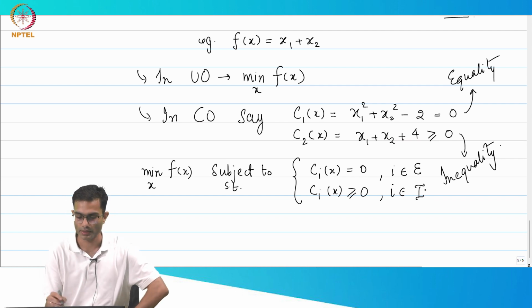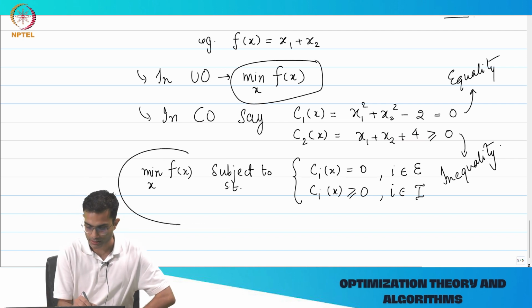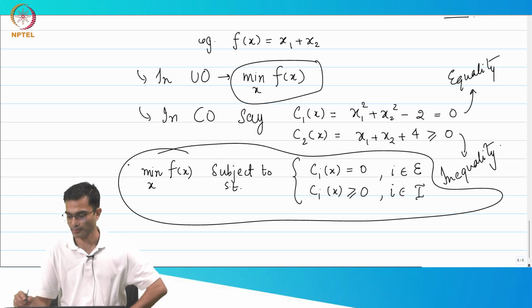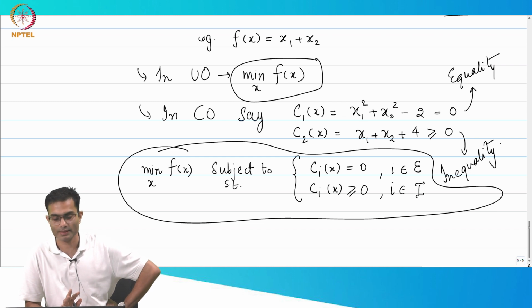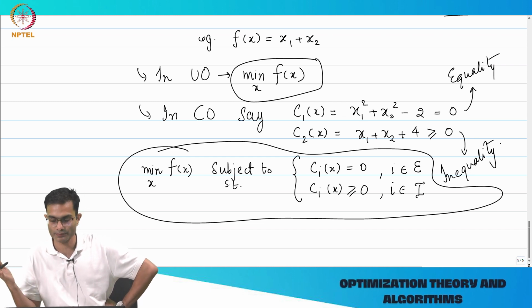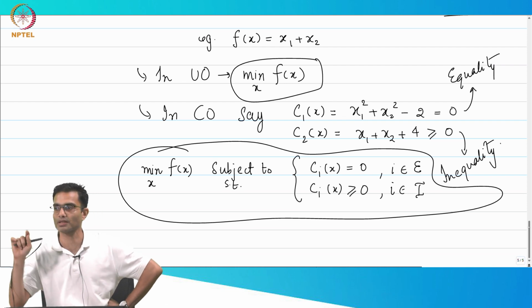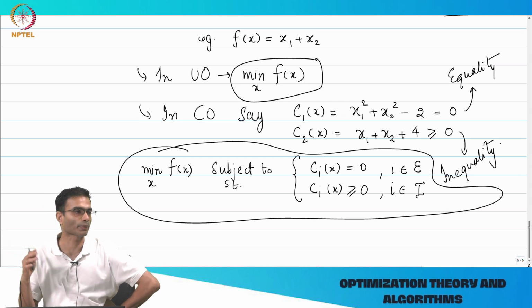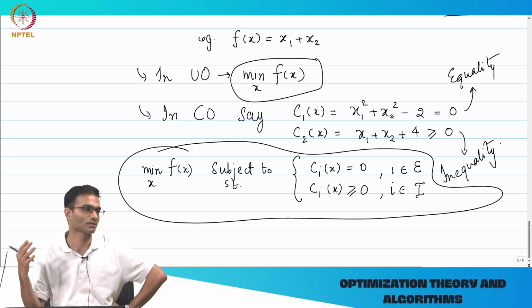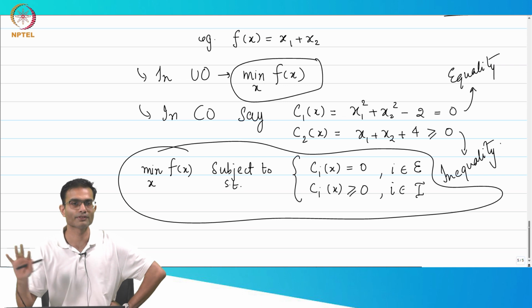So your unconstrained optimization was a simple problem statement like this. Constraint optimization, now I have to write this whole thing. This is my problem statement over here. Is the notation clear to everyone? ci(x) is equal to 0 for i belonging to the set of equalities. So your set of equalities E, for example, could be 1, 2, 3. That means C1, C2, C3 are equalities, and ci(x) greater than or equal to 0, i belonging to capital I, could be 4, 5, 6. So C4, C5, C6, these are inequalities. Simple way of just defining the problem.